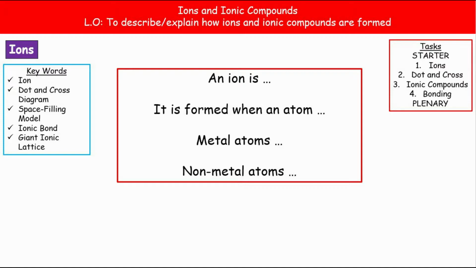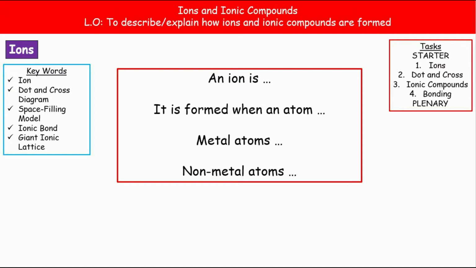Now, hopefully we remember that metal atoms are on the far left-hand side of our periodic table, and those ones are in things like group 1, group 2, group 3, and so forth. And what they're going to do is lose electrons when the ion forms. So because they're losing electrons, that means there are more protons than there are electrons in its structure, so they have an overall positive charge.